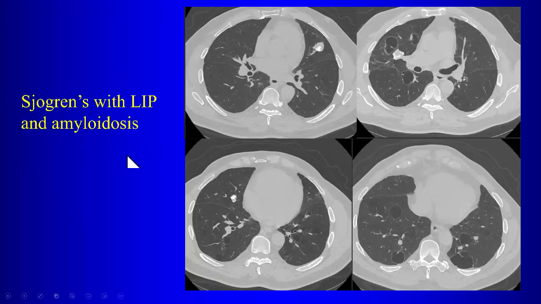So Sjogren's can have LIP and is associated with amyloidosis. So this combination of cysts and calcified nodules you can see with Sjogren's. Okay? All right then.